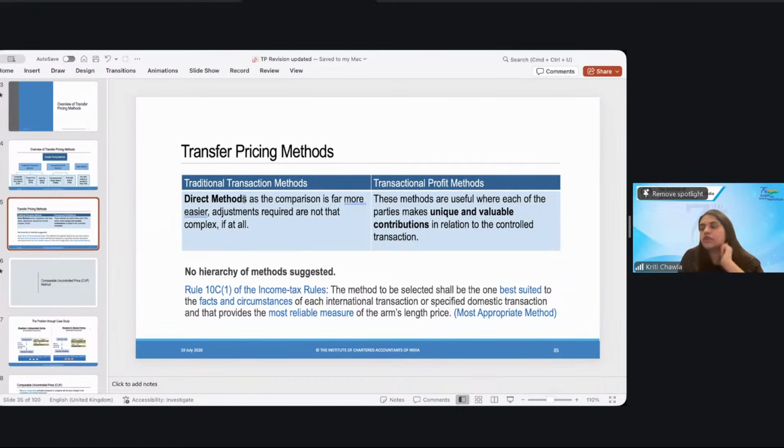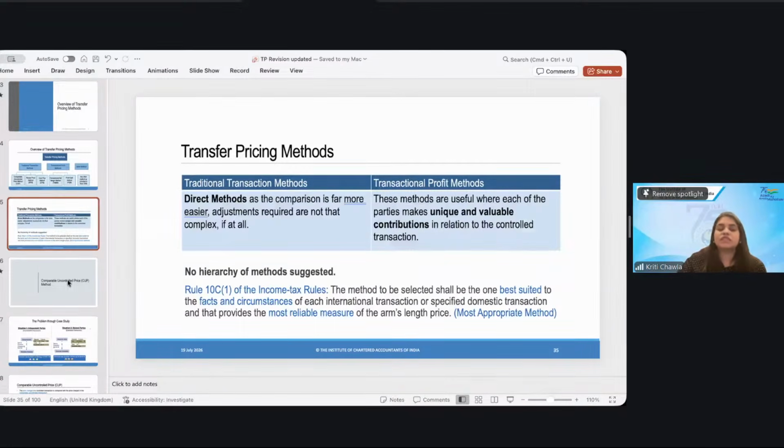Now, there is no hierarchy of methods provided, because we rely on a concept called the most appropriate method. This is what Rule 10C Subrule 1 of the Income Tax Rules says. It says that the method to be selected should be the one which is best suited to the facts and circumstances of each international transaction or specified domestic transaction, and that provides the most reliable measure of the arm's length price. This concept is called the most appropriate method. So there is no hierarchy of methods, but whatever is best suited to the facts and circumstances of the situation, that is the method that will be adopted right here.